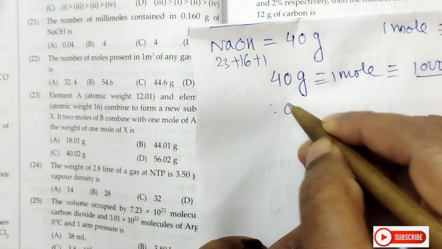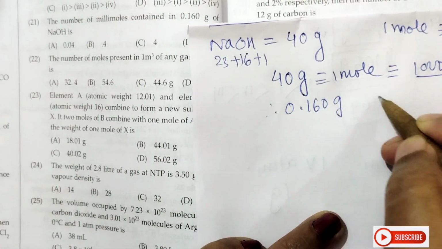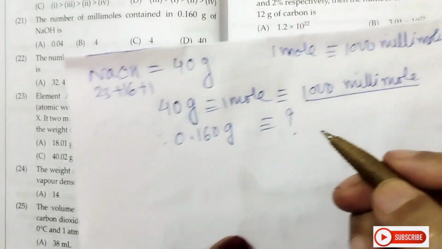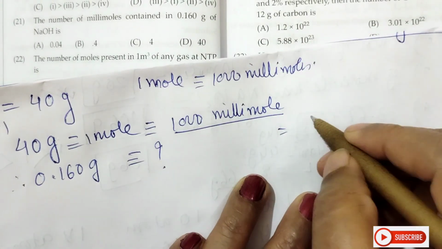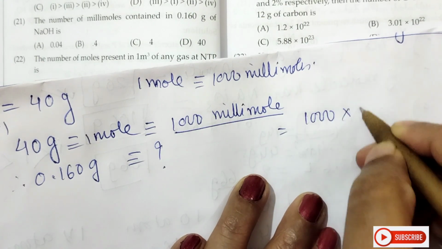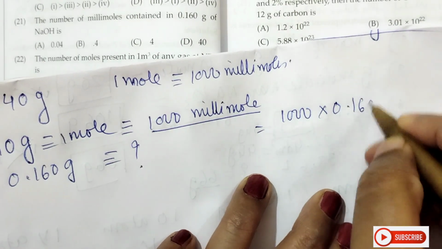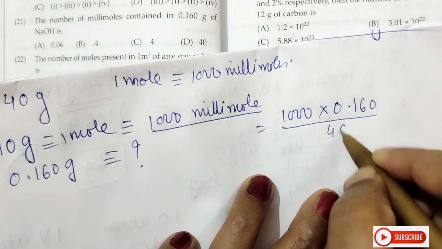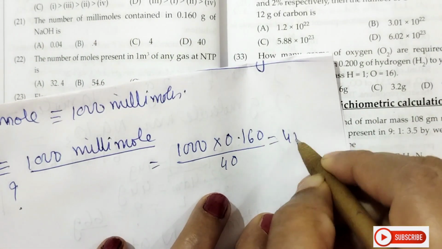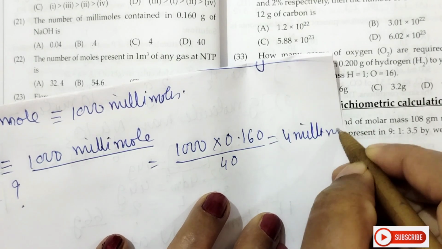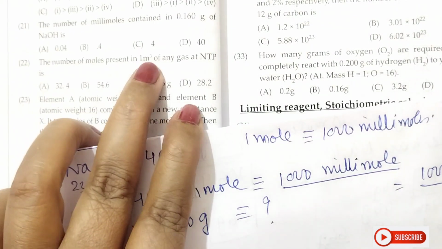Therefore, for 0.160 gram, how many millimoles will it be? Let us cross multiply this. So that will be equal to 1000 multiplied by 0.160 divided by 40. If you calculate this, students, you will get the answer as 4 millimoles. So the answer is the third option.